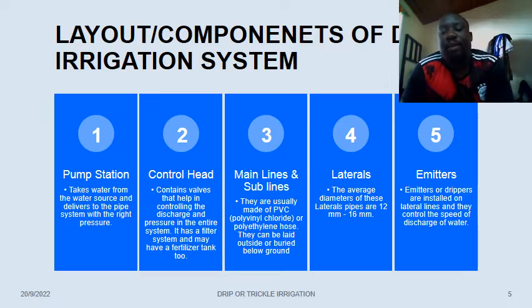And then we have another component, the laterals. The average diameters of these lateral pipes are 12 millimeters to 16 millimeters. Another component is the emitters. Emitters or drippers are installed on lateral lines and they control the speed of discharge of water.